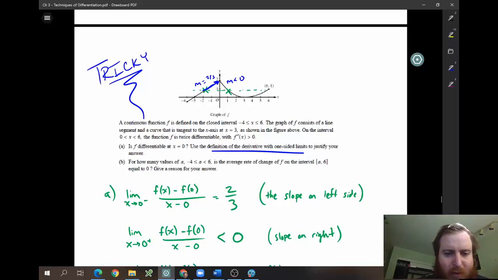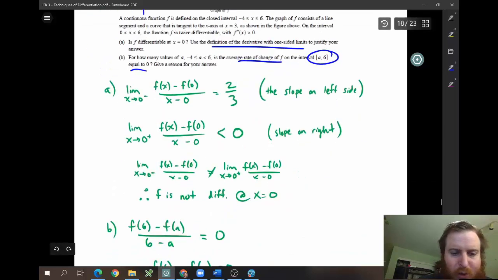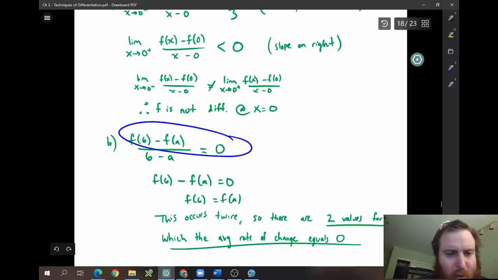So it says, for how many values of a would the average rate of change of f on the interval from a to 6 be 0? If you really break this down, what was our formula for average rate of change? Well, f of b, which is 6, minus f of a, over b minus a. So we get f of 6 minus f of a over 6 minus a equals 0. To set that equal to 0, you just need to worry about the top being equal to 0. So f of 6 minus f of a equals 0. That means when does f of 6 equal f of a?